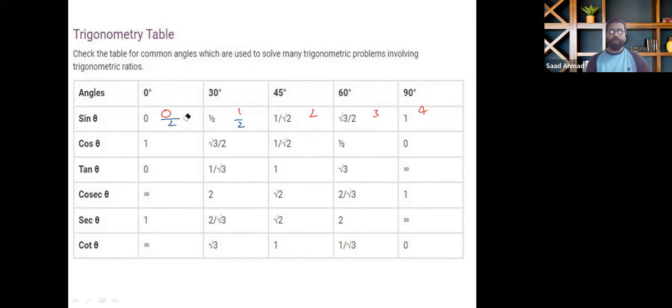Okay, no, wait. Before we divide, we do the square roots. So what is the square root of 0? The square root of 0 is basically 0. The square root of 1 is 1. The square root of 2 is square root of 2. The square root of 3 is square root of 3. And the square root of 4 is 2. Then we divide this by 2.